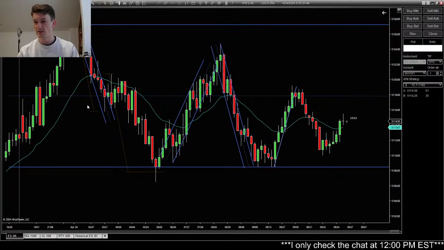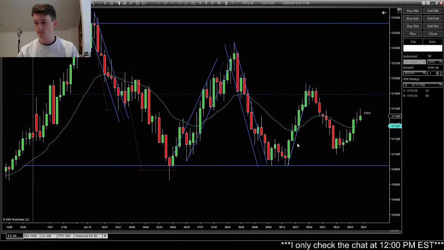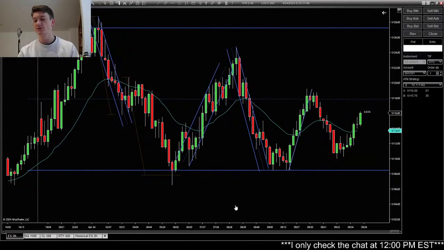Looking more range-like than anything. I don't really have any expectations on the ES. I'm not exactly sure where prices are headed. Just getting a lot of trends that aren't really playing out. And it looks range-like.